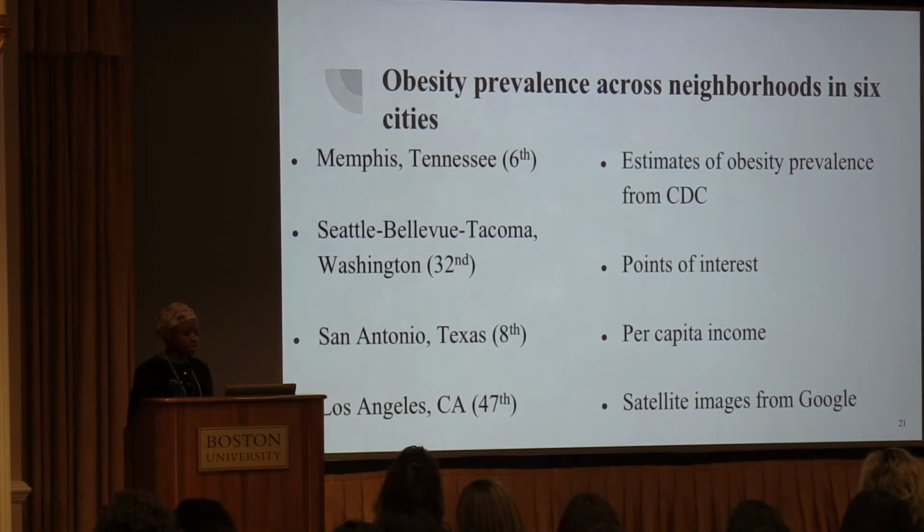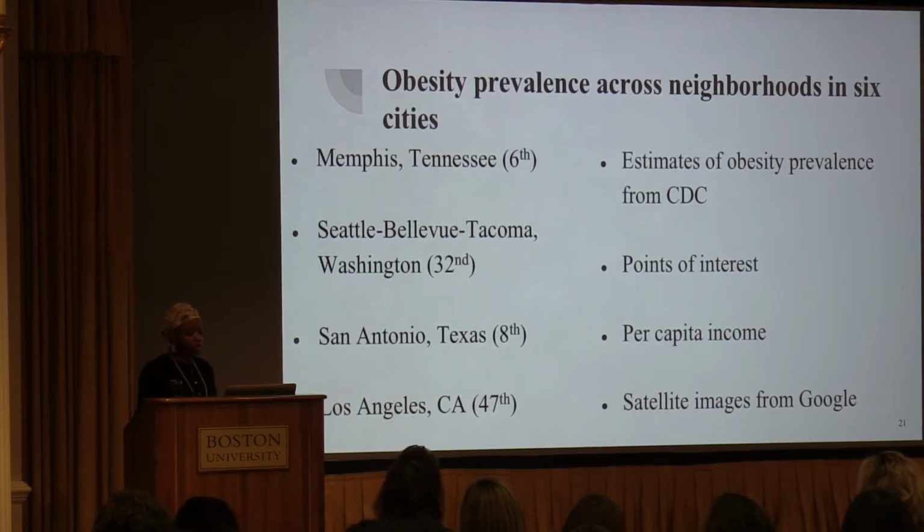Antonio, and Los Angeles. So the numbers that you see are rankings in terms of obesity prevalence. So California is the 47th most obese state in the US, while Texas is the 8th most obese state in the US. So we wanted to get states that have really high obesity prevalence and states that have really low obesity prevalence to see if our results will be consistent across. And then we got estimates of obesity prevalence from the CDC for validation.